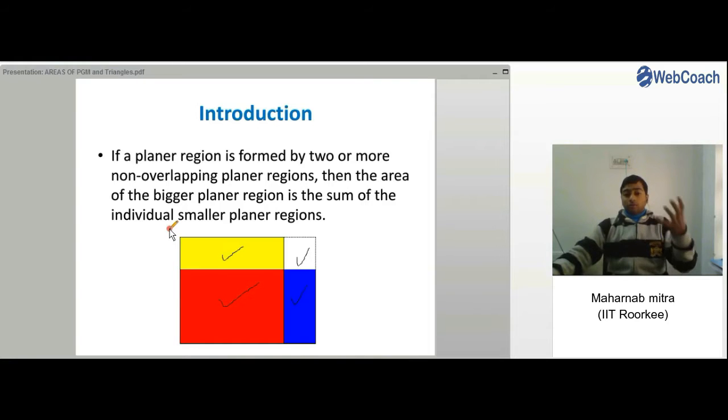And we will use this characteristic: if the areas are the same, both of the figures need not be the same, and the sum of the individual parts of a whole figure actually gives us the area of the whole figure. Now we will use these two concepts in the following slides.